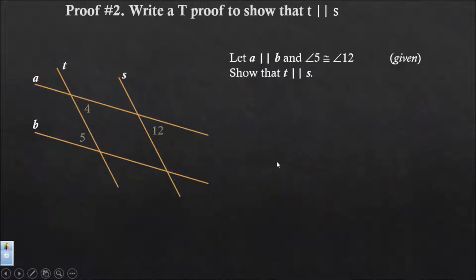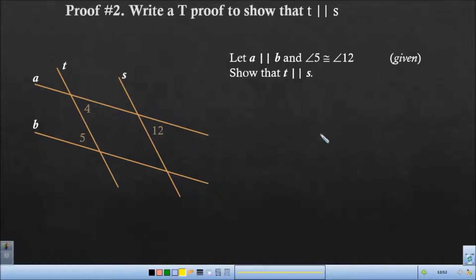Next proof. Again, let's start by working backwards. We want to know that T is parallel to S. So that's T and S. And the angles that are associated with that are 4 and 12. Notice that 4 and 12 are corresponding angles. So the end of my proof is going to be something like angle 4 is congruent to angle 12, and then T is parallel to S.